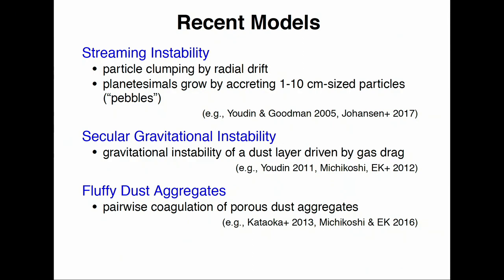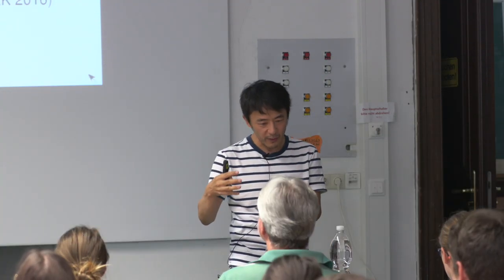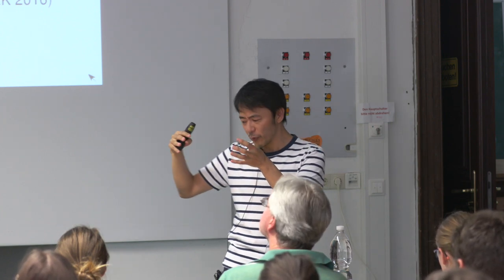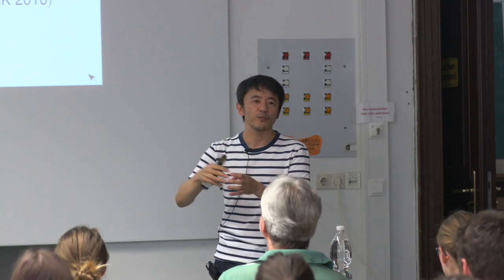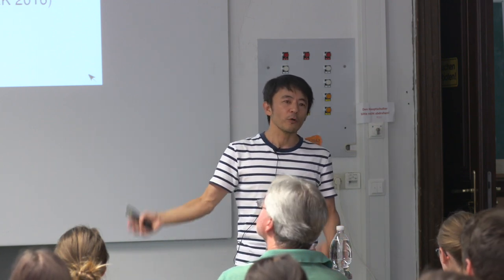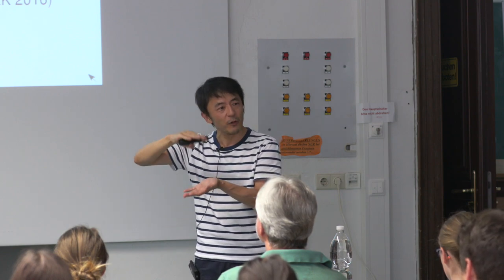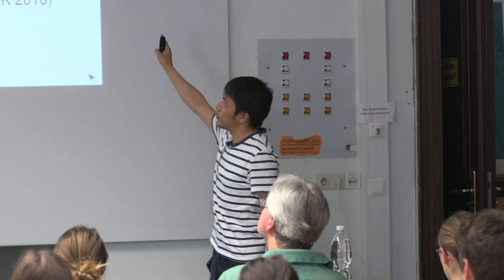And the second one is the secular gravitational instability, which I also worked on. This is not the dynamical gravitational instability we talked about here, but the secular gravitational instability, which occurs on the time scale of energy dissipation. In this case, the dust component's kinetic energy is dissipated by gas friction. So on this time scale, just very gradually, the dust can settle toward the mid-plane, but on a longer time scale. So this is also one possibility.